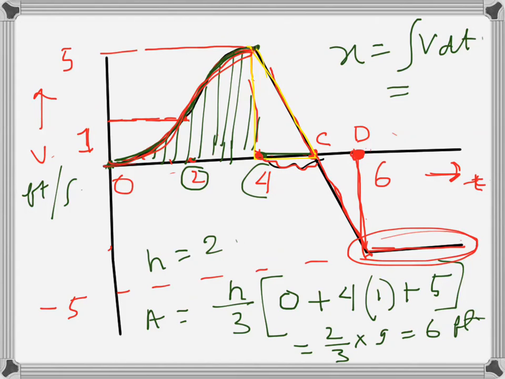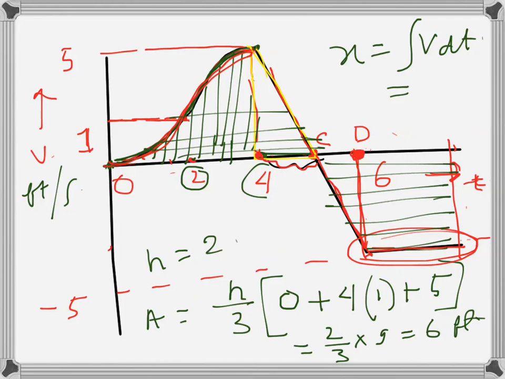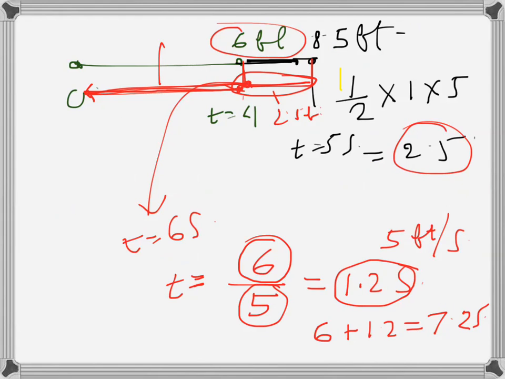So actually what will happen somewhere here at 7.2, this full negative area will be equal to this full positive area, so the total displacement will be 0. That's the thing.